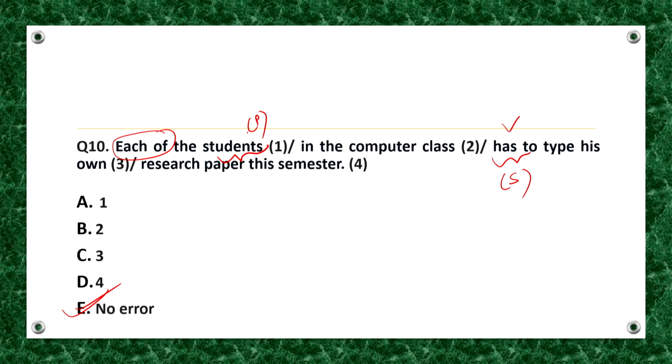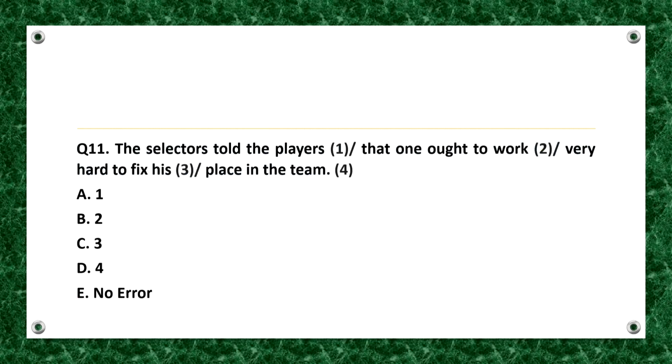Fine. I hope it's clear to you all. Now, moving on, here's the next question. Solve it. So, is it done? Let's discuss. The selectors told the players that one ought to work very hard to fix his place in the team. So, the correct option is option C.